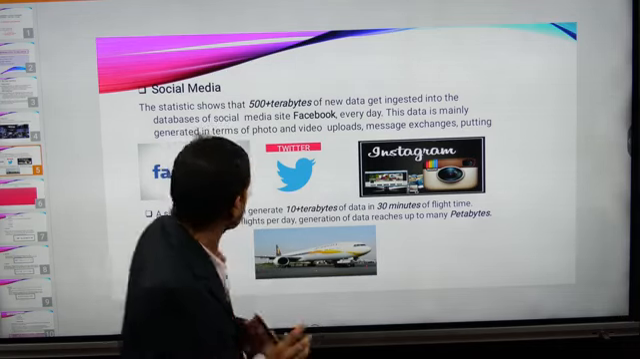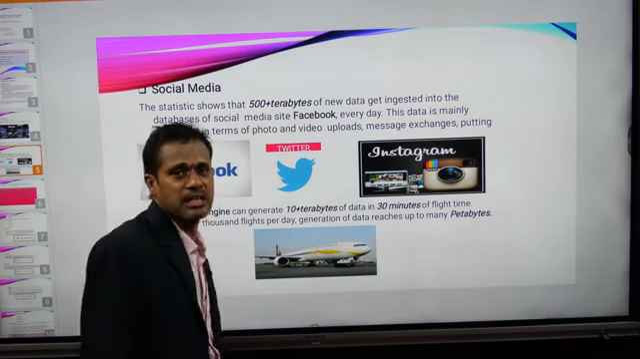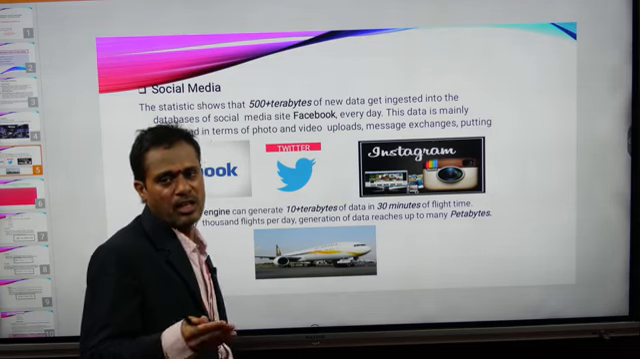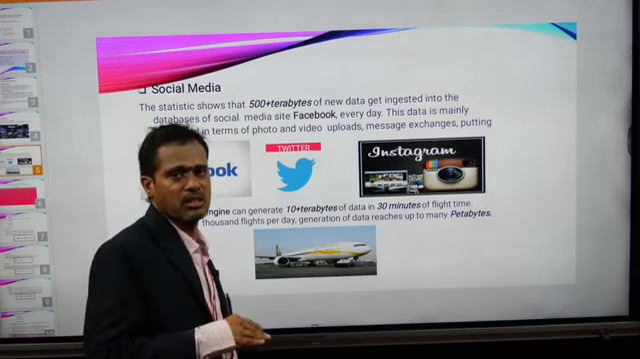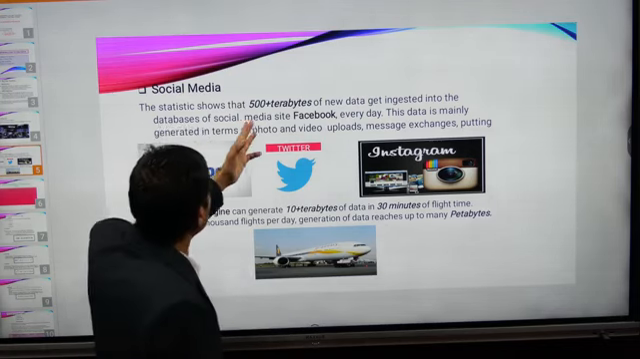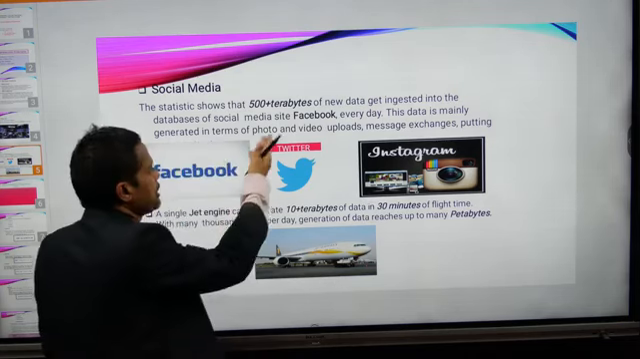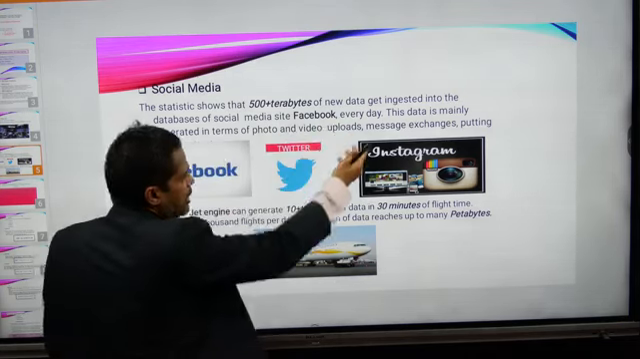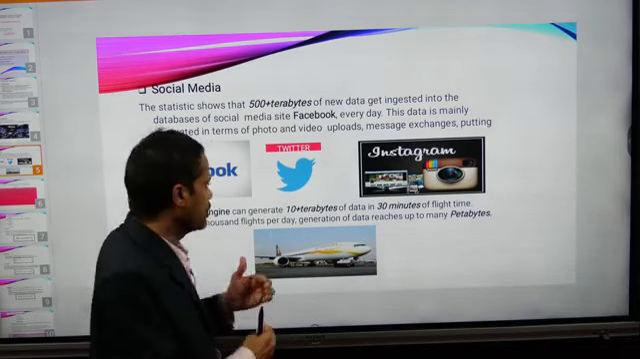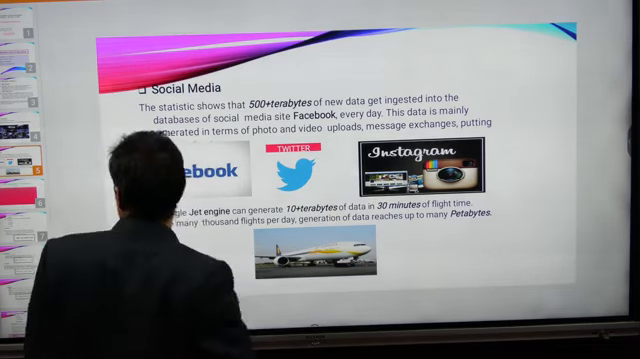Day to day life. So for Facebook, how many users are creating Facebook accounts and how many Facebook accounts are being used, that entire information is stored in the database. Okay. So here the statistic shows that 500 plus terabytes of new data get inserted into the databases of social media sites like Facebook every day. Every day, we are talking about every day, not 1 day or 2 days. Every day there will be transactions. So many transactions will be done in the databases.